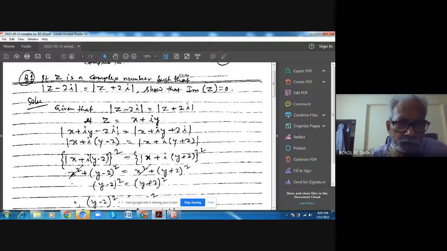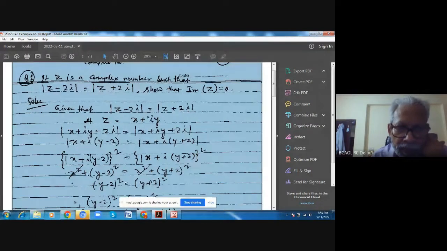So this portion is given: Z minus 2 iota and Z plus 2 iota. We can consider it here. The Z we don't know, so Z we can consider as X plus iota Y. Instead of Z, I can write X plus iota Y, and this part is the same. You got it now? In place of Z we have taken X plus iY.